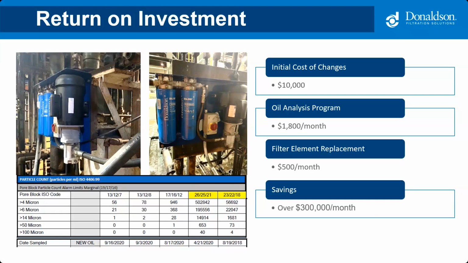And if you're familiar with ISO cleanliness codes, you can see that chart there on the bottom. It reads right to left as far as timeline goes. But we were very dirty, and we were able to clean that up by almost over 1,000 times improvement, which ends up leading to that cost savings at that facility.